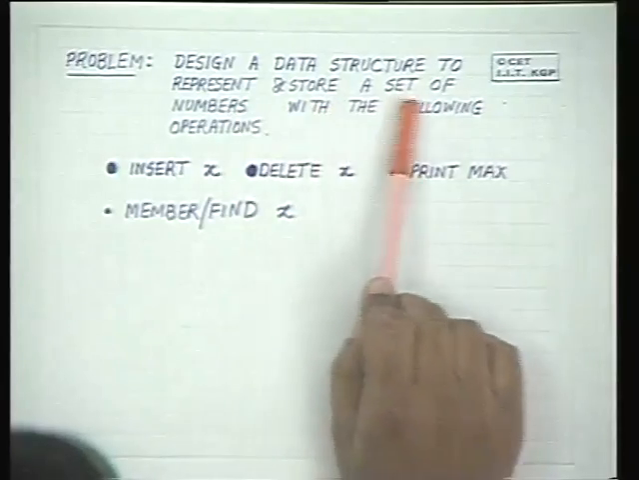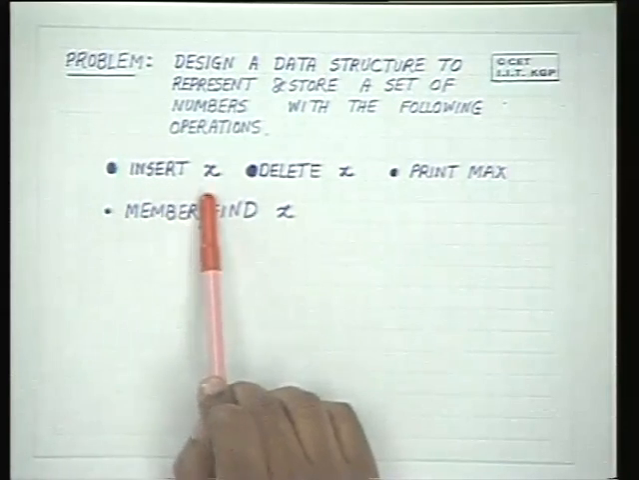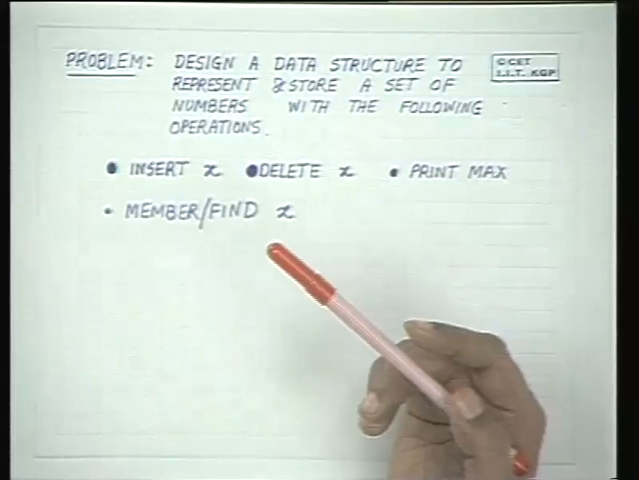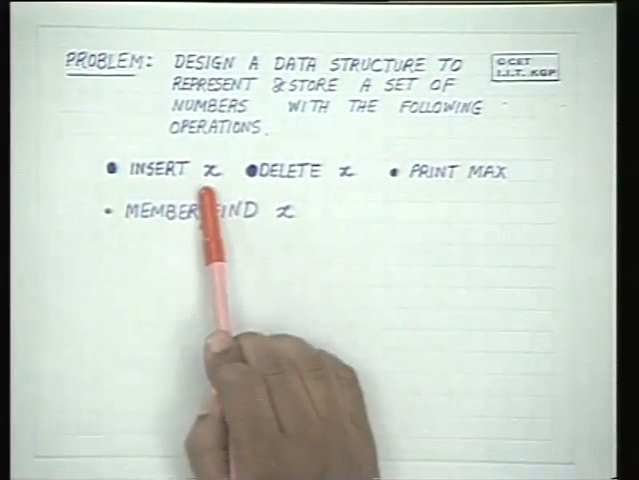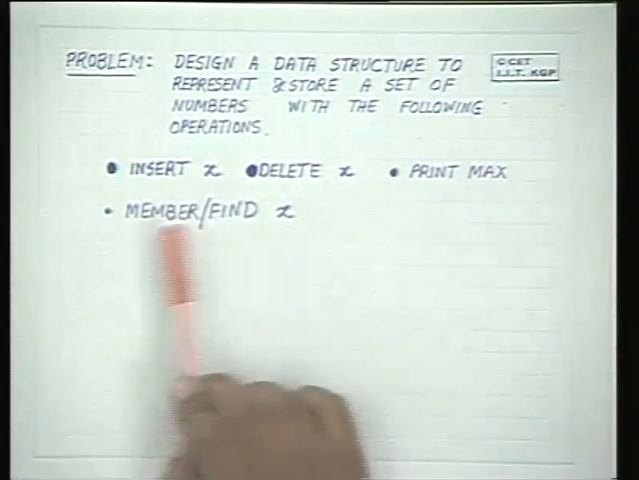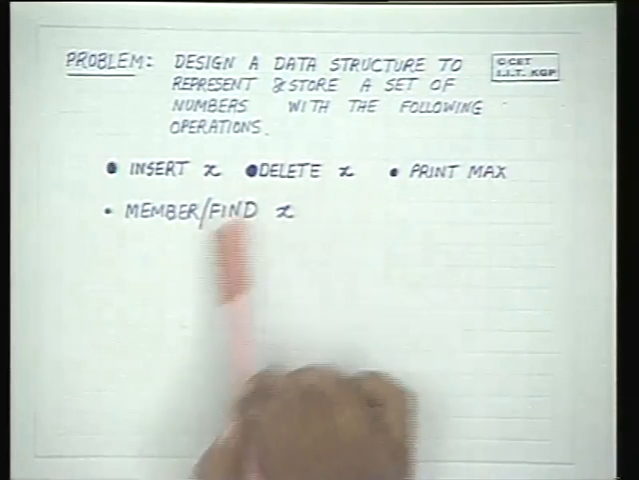So the problem that we have in hand now is this. Design a data structure to represent and store a set of numbers with the following operations. Insert x, now in one set, not in a set of sets, because union and intersection are not there. We have simplified it to one set of numbers. Insert in the set, delete from the set, print the largest in the set, and member whether x is a member of the set.